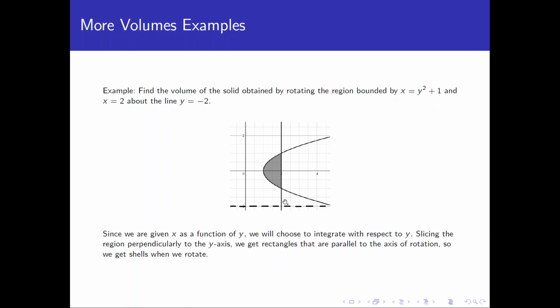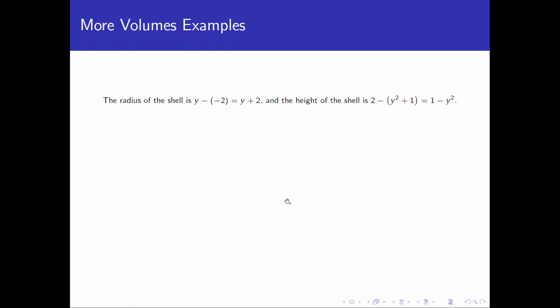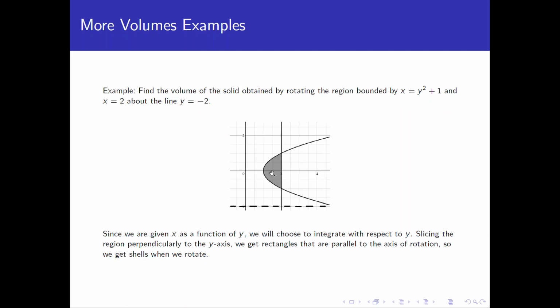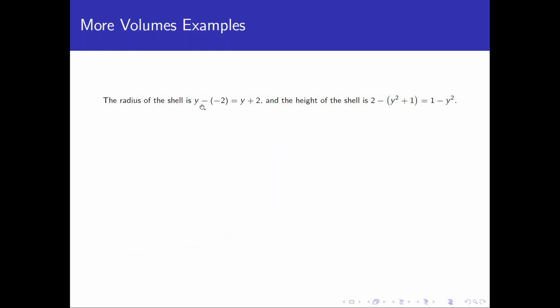For the shell method, then again, remember we need a radius and a height of the shell. All right, so let's think about the radius of the shell. Go back up here. Well, our shell is going to be at some particular y value, and it has to rotate around y equals -2. So our radius will be the distance from that rectangle to the axis of rotation. It's at a height of y, and the rotation line is at a height of -2. So the radius of the shell will be y minus -2, or y plus 2.